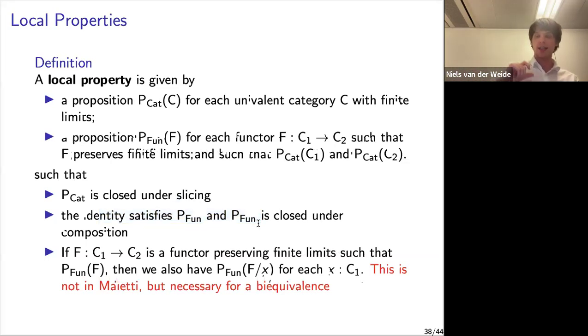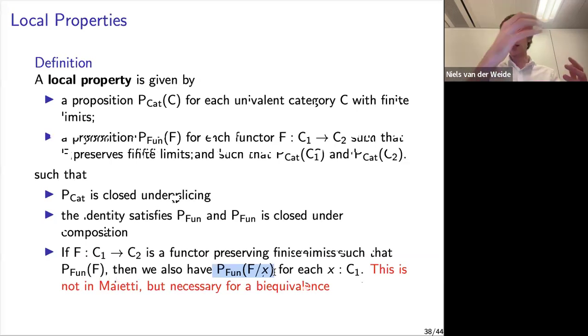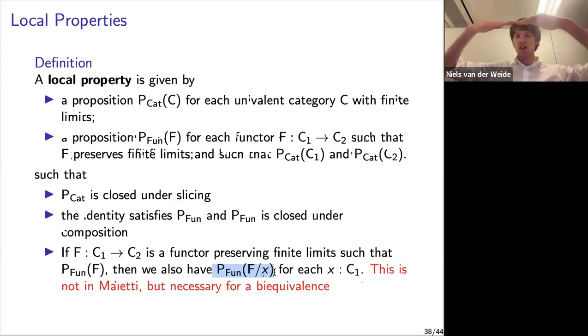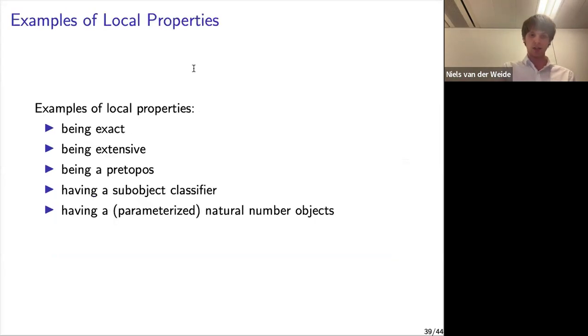But there's one more thing that I need, namely that it is suitably functorial. So if we have a functor that preserves finite limits and has this property, then it also holds for every fiber functor going from C1x to C2 over Fx. This is not a requirement in the work by Maietti because Maietti is only interested in soundness and completeness, so there's no need to really look at the morphisms like this. But because I look at biequivalences, and then you need to take the morphisms into account, I need to require this. So this is the notion of local property that I use.